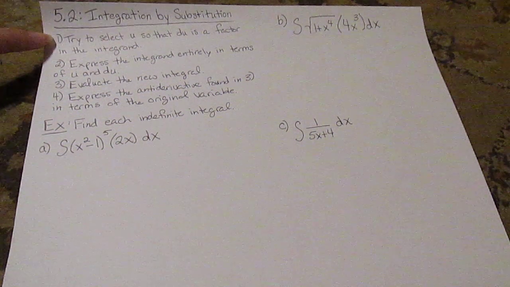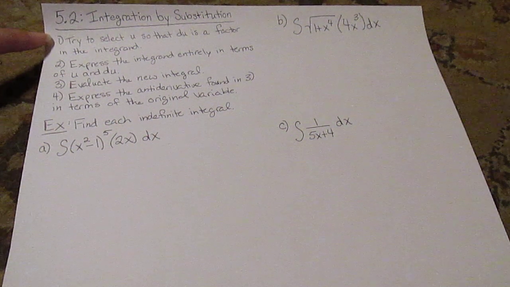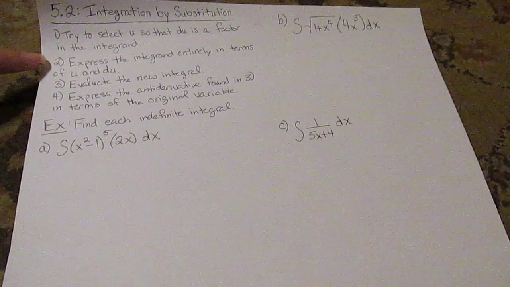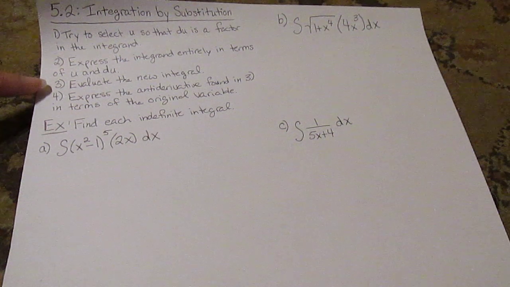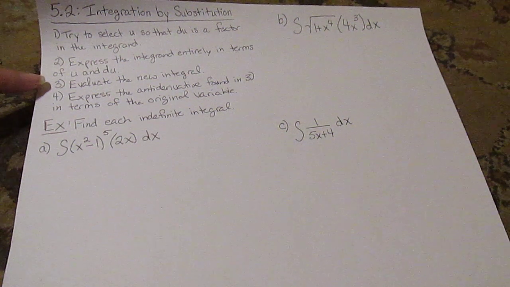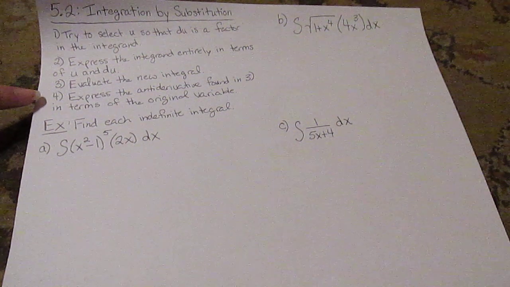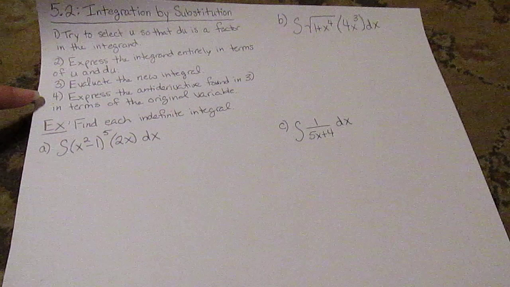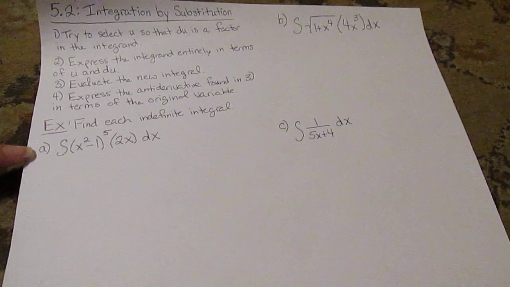So these are the steps that they tell you in the notes. Number 1, try to select u so that du is a factor in the integrand. Step 2, express the integrand entirely in terms of u and du. Step 3, evaluate the new integral. And step 4, express the antiderivative found in 3 in terms of the original variable. So you're going to rewrite this problem so that you can use those formulas we learned in the last section.